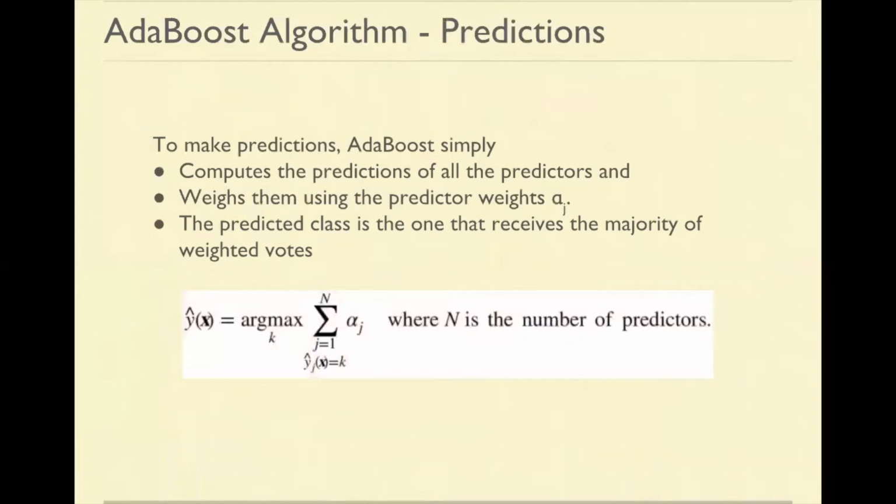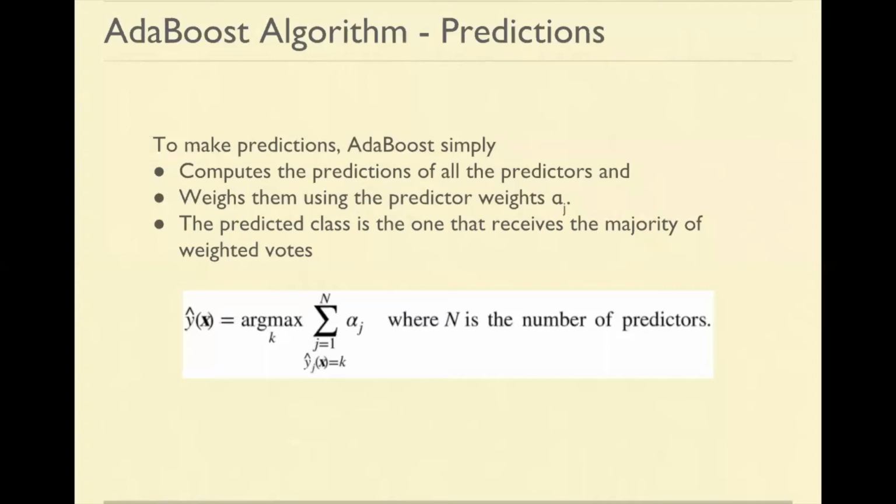Now, to make the predictions, AdaBoost simply computes the predictions of all the predictors and weighs them using the predictor's weight alpha. So while making the predictions, it computes the predictions of all the predictors we have trained so far. It feeds the same input data to all of them, and then weighs them using the predictor weights alpha. That means it basically finds the one which has got the maximum alpha, meaning minimum error rate. And the predicted class is the one that receives the majority of weighted votes.